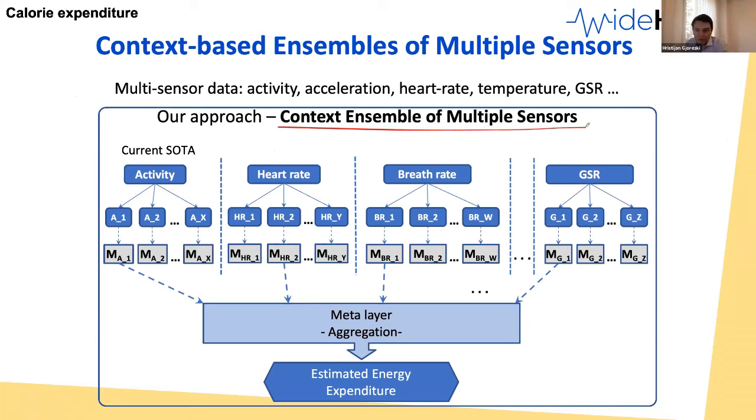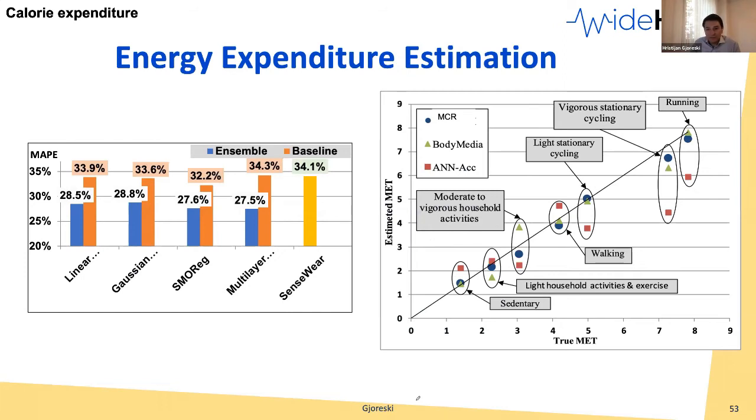This was the core of my PhD thesis. It is context-based ensembles of multiple sensors. So how to combine these different sensors in a context manner in order to better estimate something about the user, in this case, the energy expenditure. And of course, we showed that our proposed algorithm is the best. We did a thorough evaluation here. We compared to some devices that are present in the market. Here, lower is better. The ensemble is our approach.